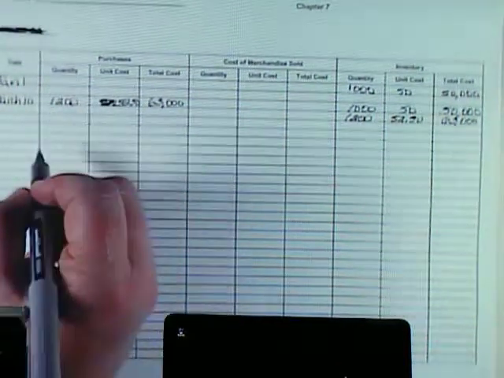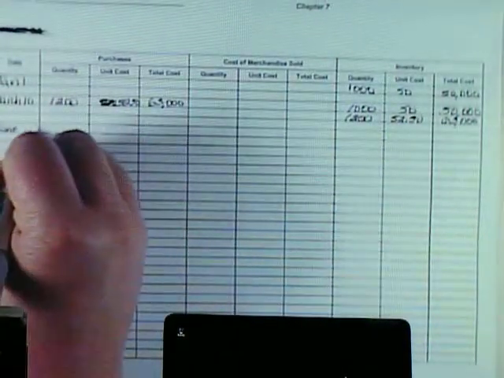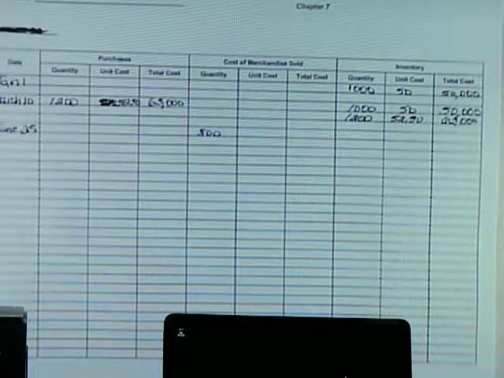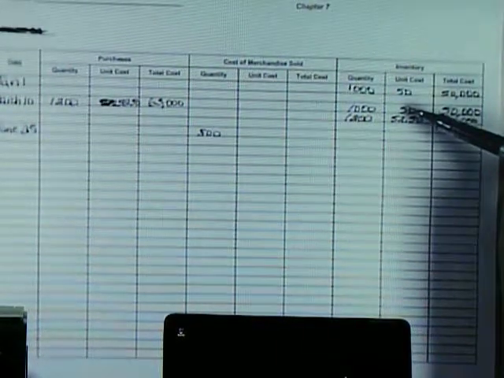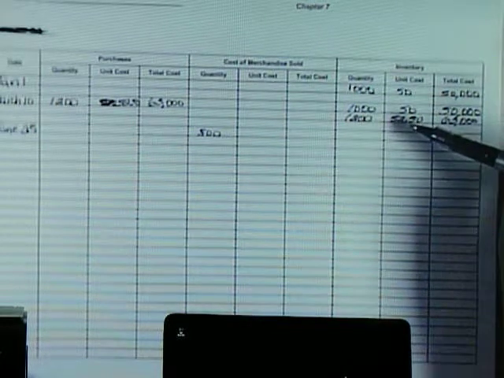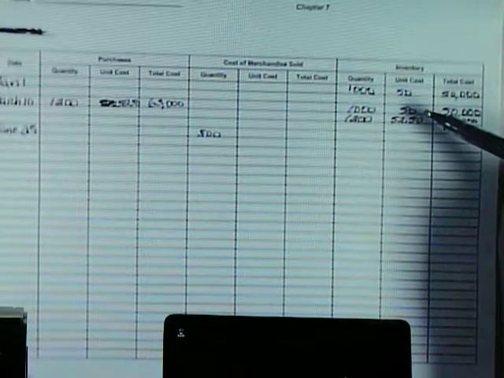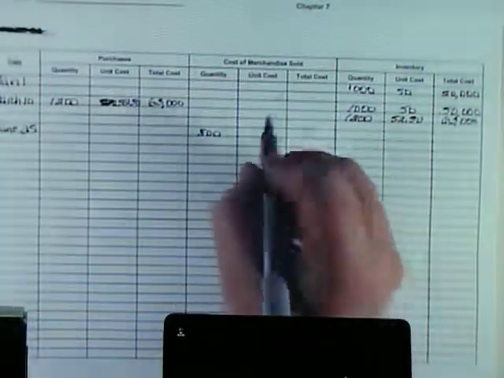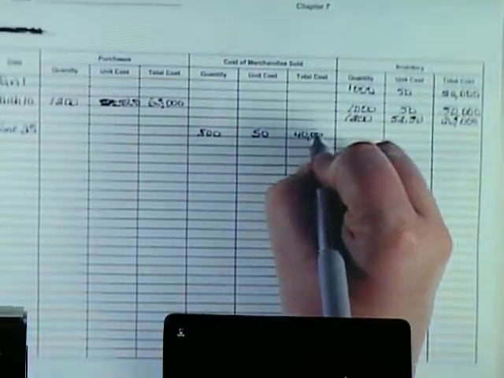And on June 25th, I need to sell 800 units. However, the question is, where am I going to get the 800 units from? Well, if I'm looking at the inventory that I have right now, I have 1,000 units in a $50 bin. I've got 1,200 units in the $52.50 bin. However, I'm doing FIFO, so I'm going to sell the ones I had first. So I'm going to sell 800 units at $50 each for a total of $40,000.